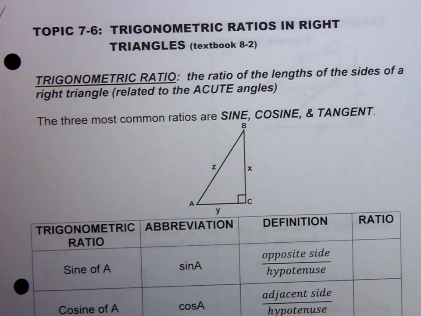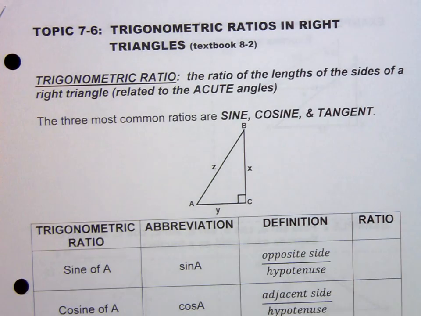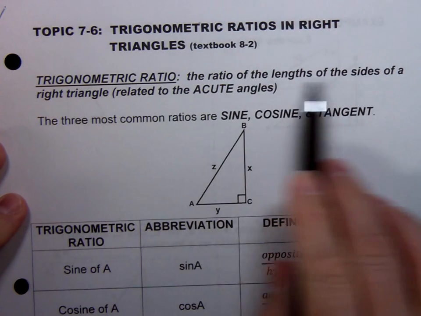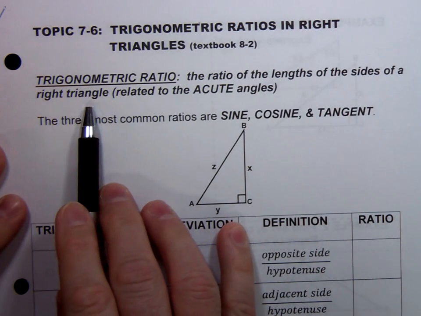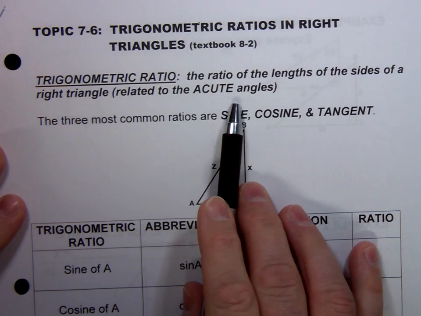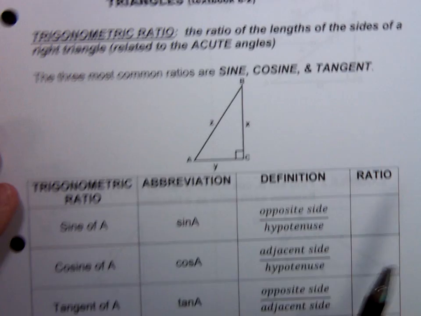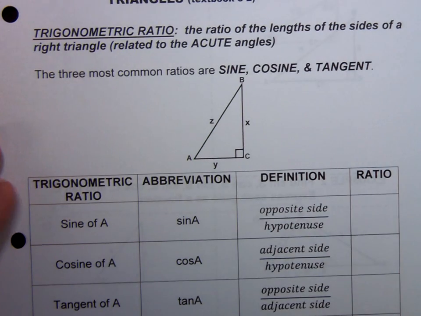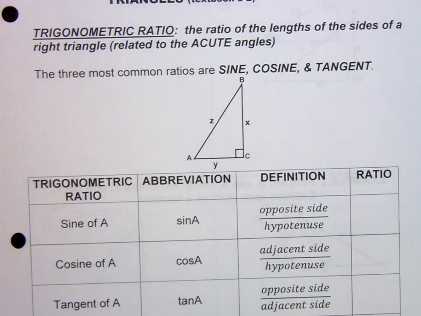Alright, today we're talking about trigonometric ratios and right triangles. A trigonometric ratio is the ratio of the lengths of the sides of a right triangle related to the acute angles. The three most common ratios are sine, cosine, and tangent. Those are the ones we're going to be focusing on in this lesson.